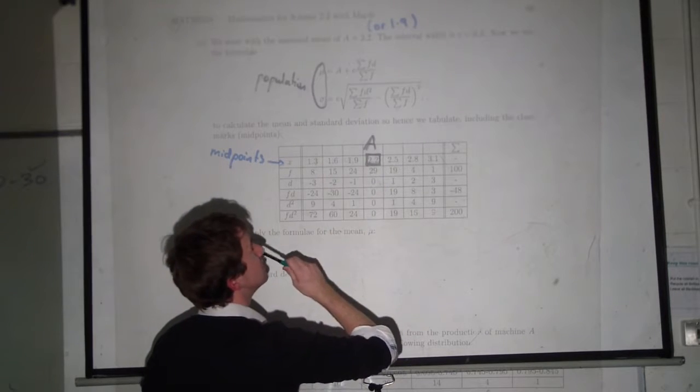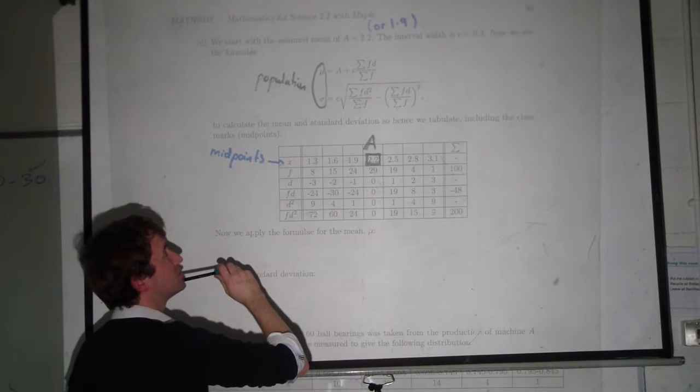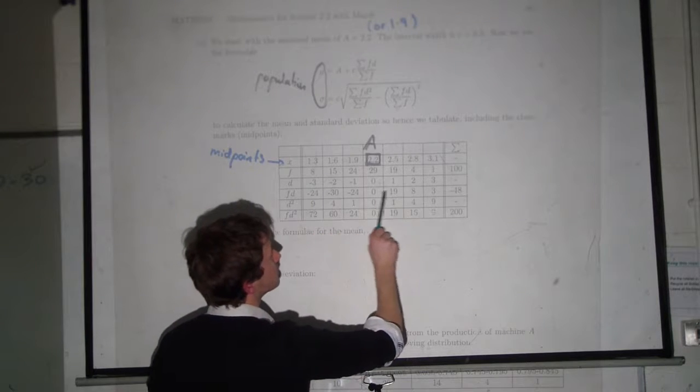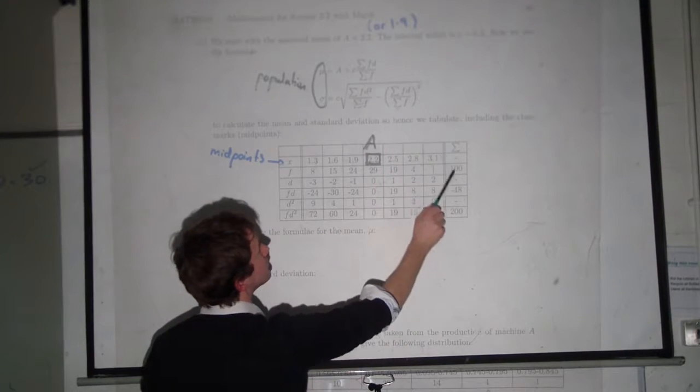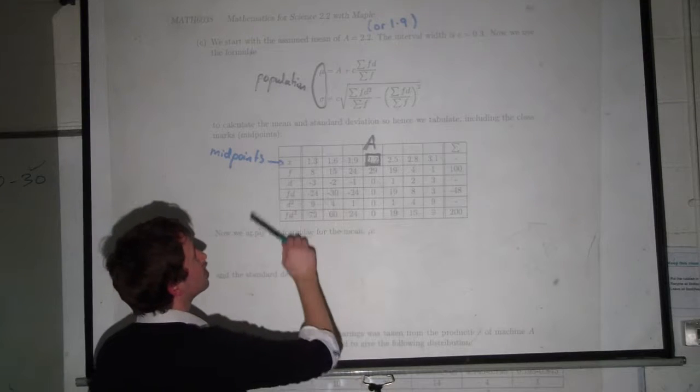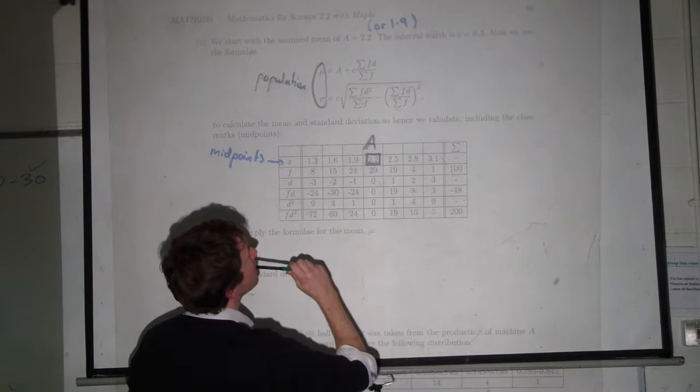Okay, so we need to add up F by D. Now that's not add up F by add up D. It's add up F by D, which is this. Add up F was 100, we should know that from earlier. Add up F by D squared, add all those up. And then everything else I think we have.